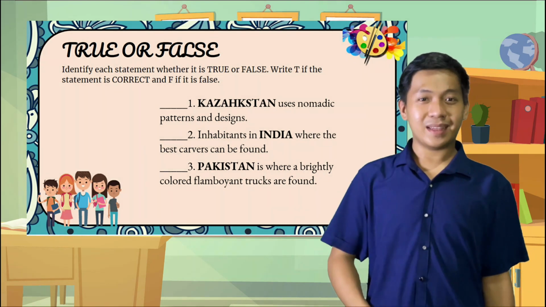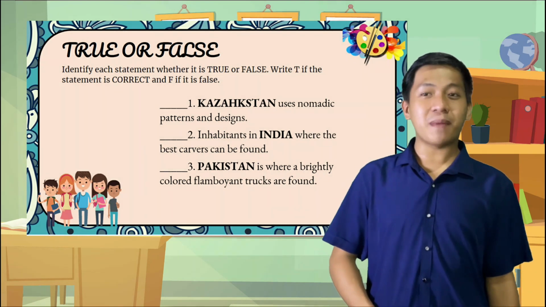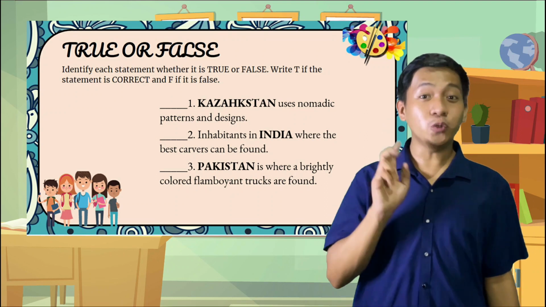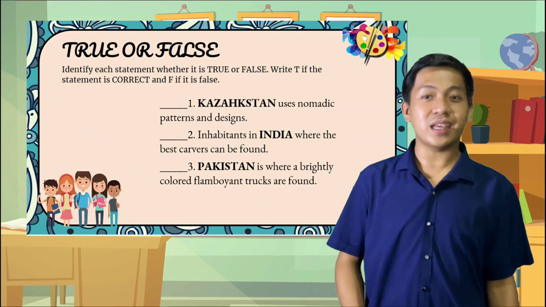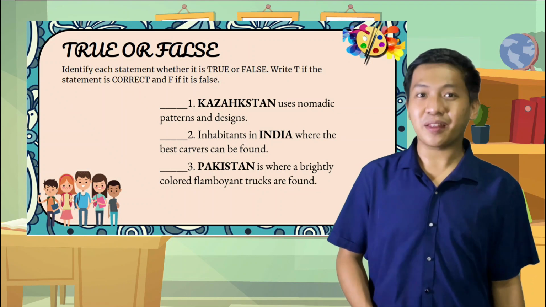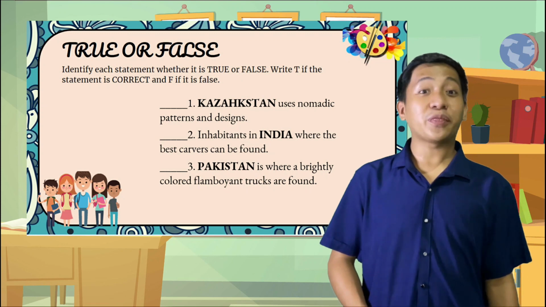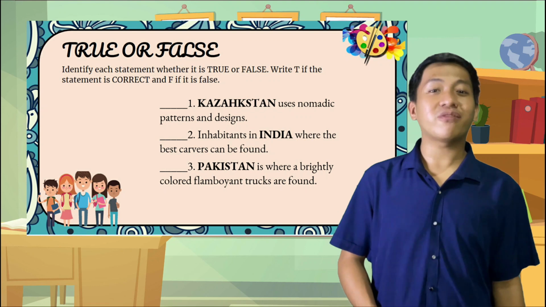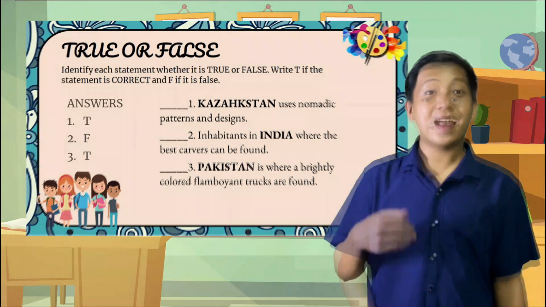Number 1. Kazakhstan uses nomadic patterns and designs. Number 2. Inhabitants in India were the best carvers found in Central Asia. And number 3. Pakistan is where brightly colored flamboyant trucks are found.